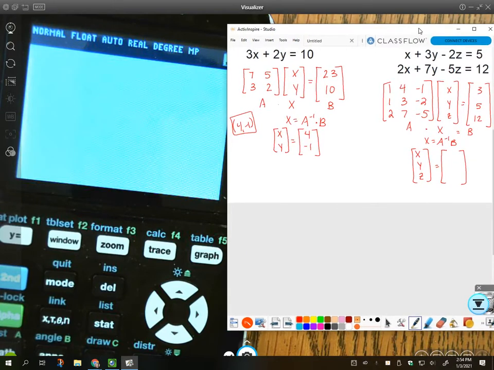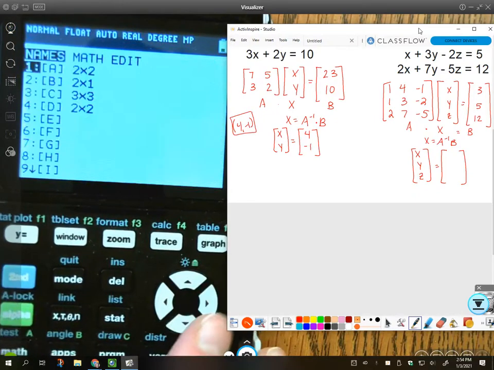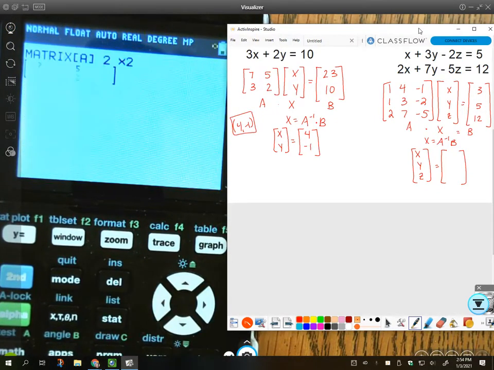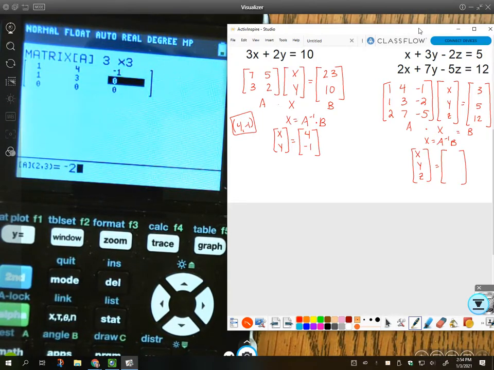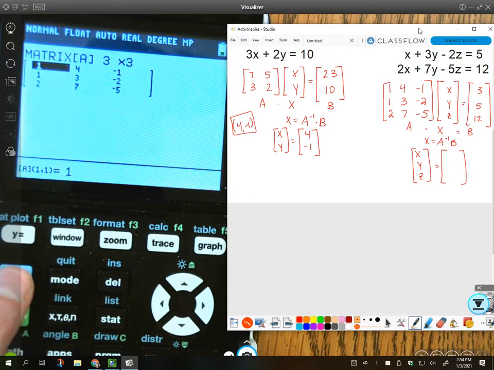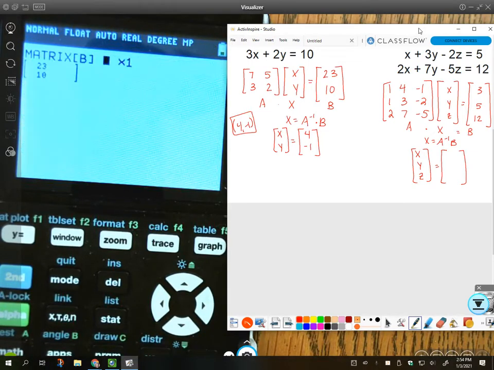All right, so let's see. We have matrix A is a 3 by 3 with the numbers 1, 4, negative 1, 1, 3, negative 2, 2, 7, negative 5. Double check: 1, 4, negative 1, 1, 3, negative 2, 2, 7, negative 5. All right. Then we have matrix B is a 3 by 1. And those numbers are 3, 5, and 12.